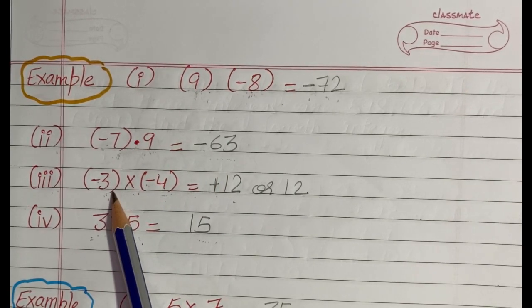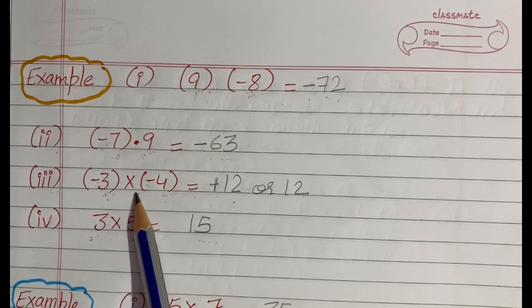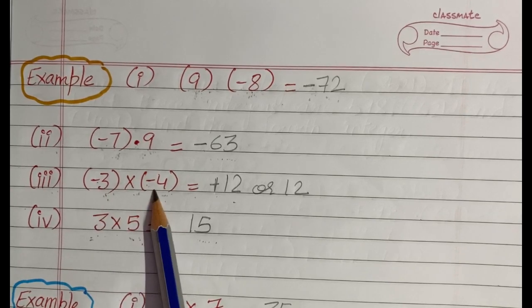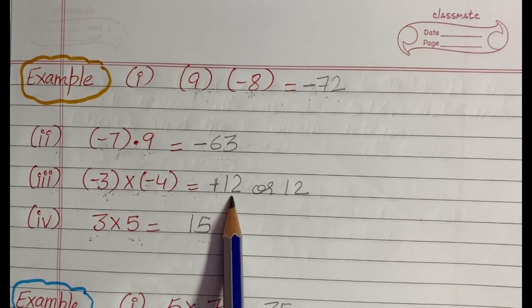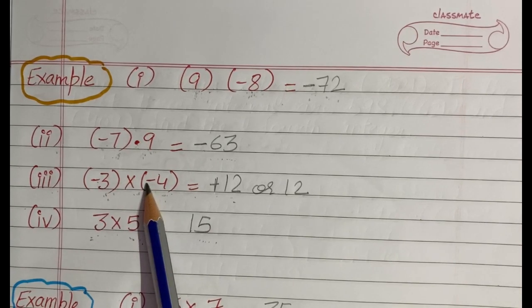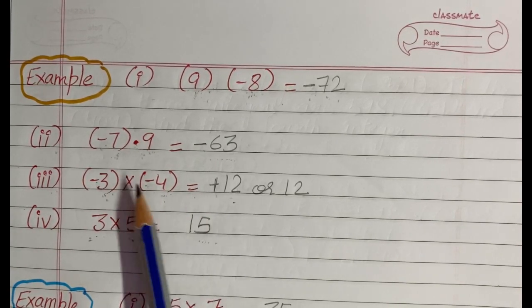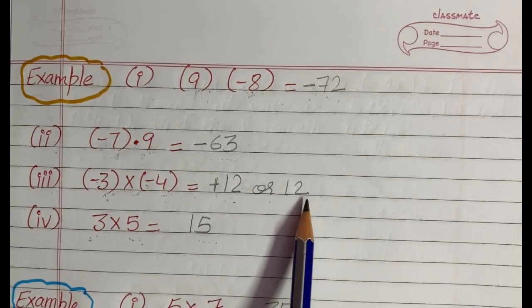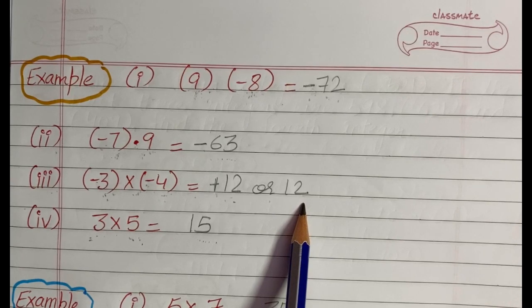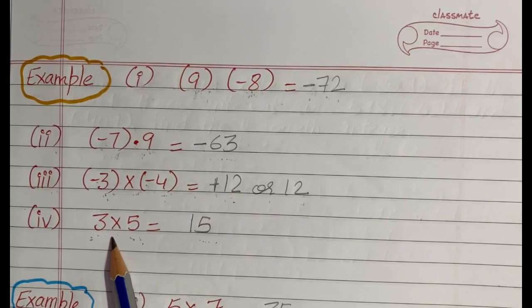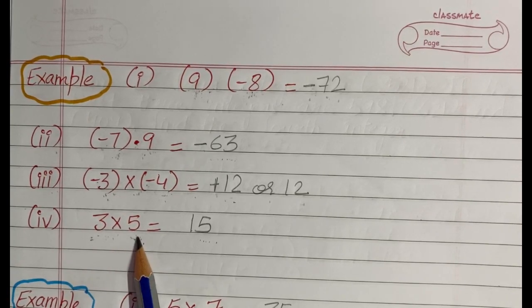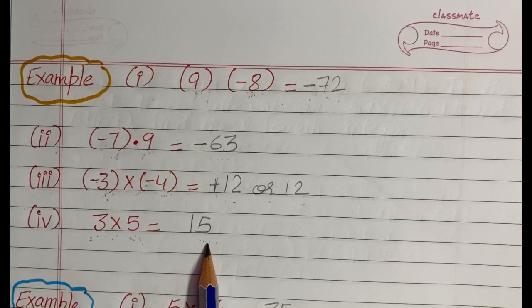In the third example, I have taken minus 3 multiplied by minus 4. Now students, on multiplying 3 and 4, firstly what will you get? You will get 12, and this minus will become plus. So minus 3 multiplied by minus 4 will give you plus 12, or simply 12 as the answer. Now students, I have taken one more example, in which I have taken 3 multiplied by 5, and 3 fives are 15. Hopefully this is clear to you.